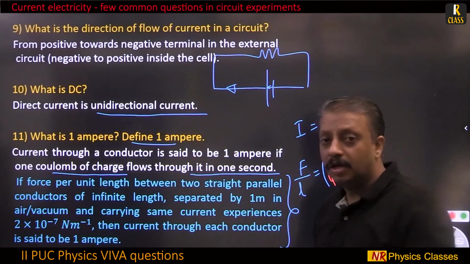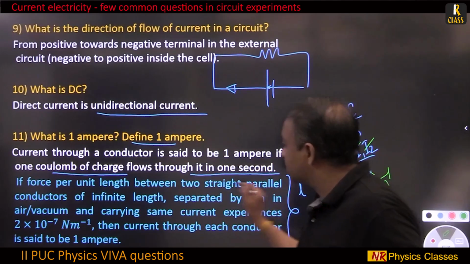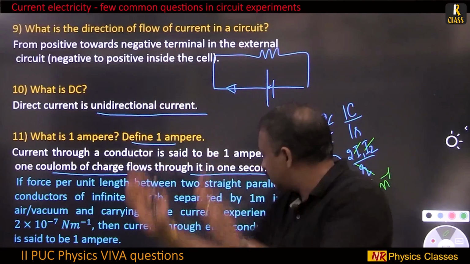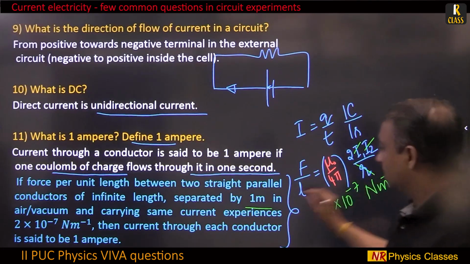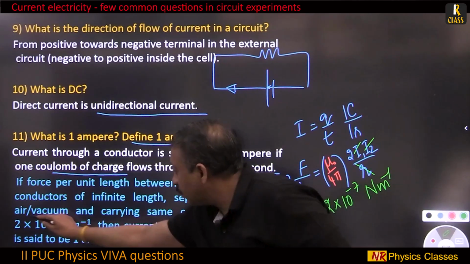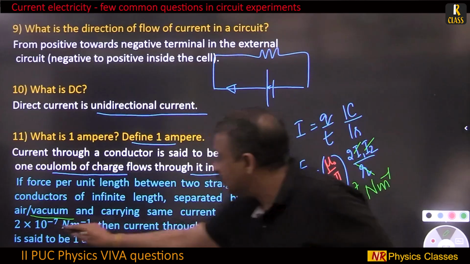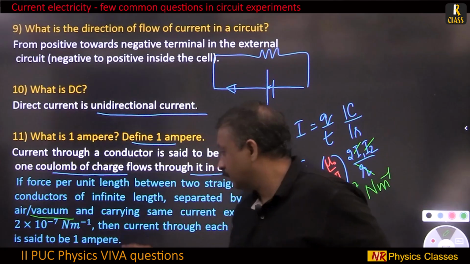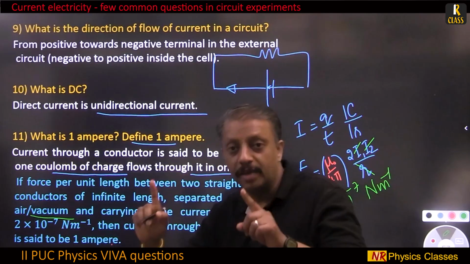Force per unit length between two straight parallel conductors of infinite length separated by 1 meter in air or vacuum carrying same current experiences 2 times 10 to the power of minus 7 Newton per meter. Then current through each conductor is said to be 1 ampere.